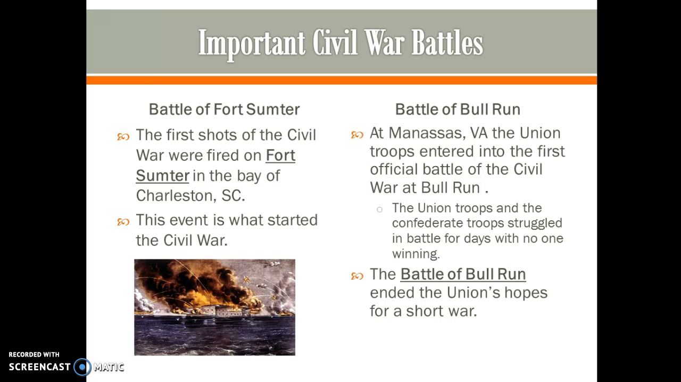The first shots of the Civil War were fired on Fort Sumter in the Bay of Charleston, South Carolina. This event started the Civil War. One of the first battles of the Civil War was the Battle of Bull Run. At Manassas, Virginia, the Union troops entered into the first official battle. The Union troops and the Confederate troops struggled for days, with no one winning. The Battle of Bull Run ended the Union's hopes for a short war, noting that the Confederacy was able to hold their own in battle.